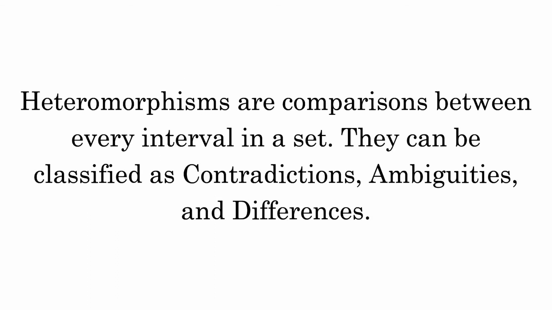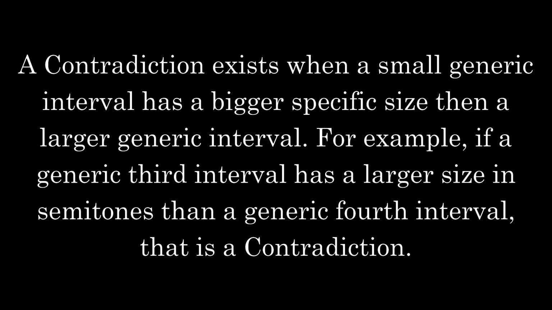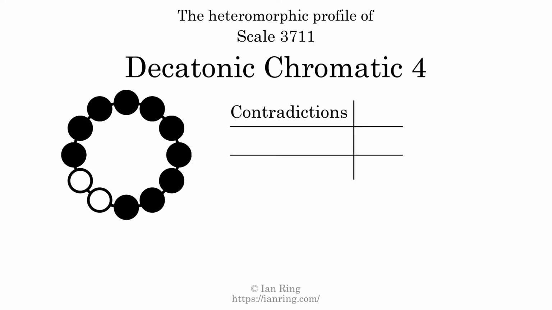Heteromorphisms are comparisons between every interval in a set. They can be classified as contradictions, ambiguities, and differences. A contradiction exists when a small generic interval has a bigger specific size than a larger generic interval. For example, if a generic third interval has a larger size in semitones than a generic fourth interval, that is a contradiction. The number of contradictions in this scale is 120.